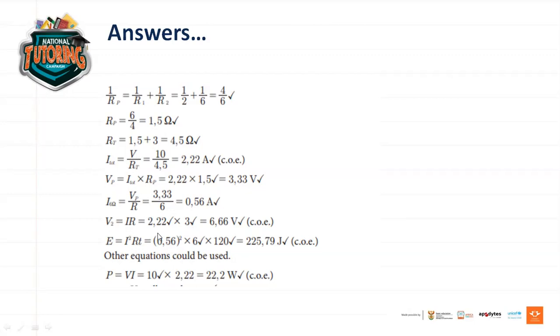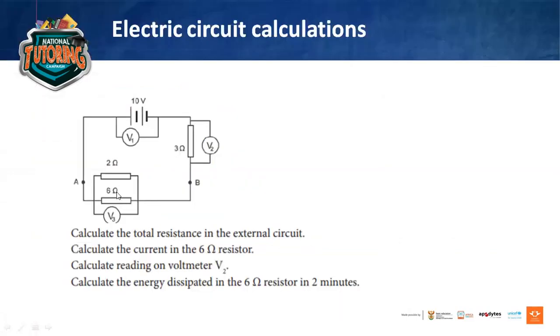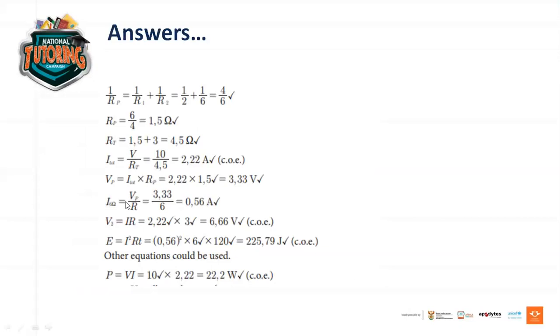So now that we've got these totals, we can find the current for the 6 ohms resistor. And we know that parallel voltage is the same. It's the same on top and it's the same at the bottom. So our V parallel, which is our 3.33 divided by the 6 ohms, is over here. Okay, guys, this requires a lot of practice, and I hope that you are going to do more of these problems so that you do not go wrong on the exams.